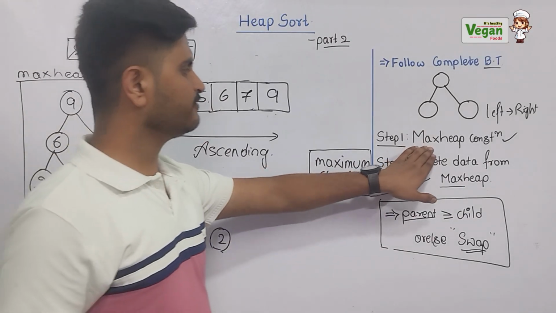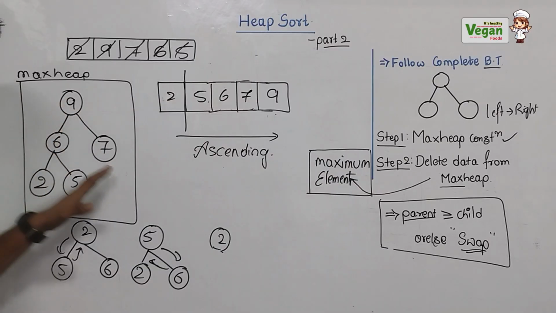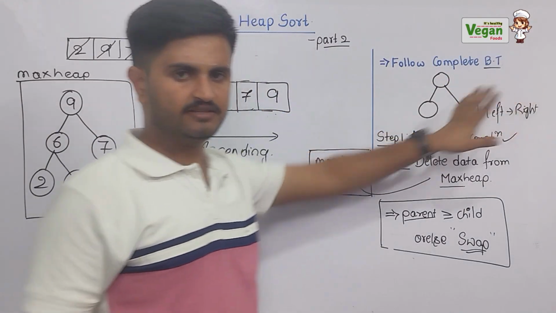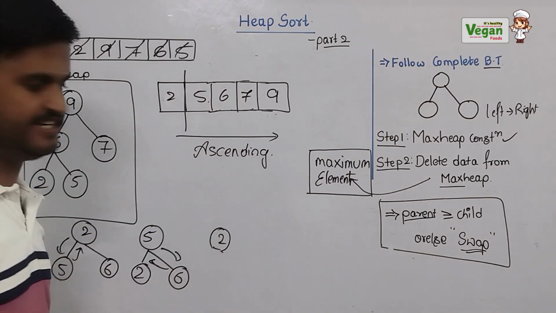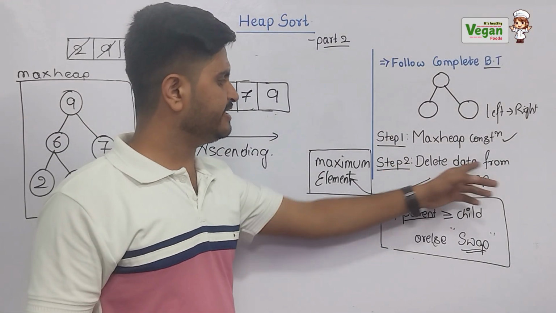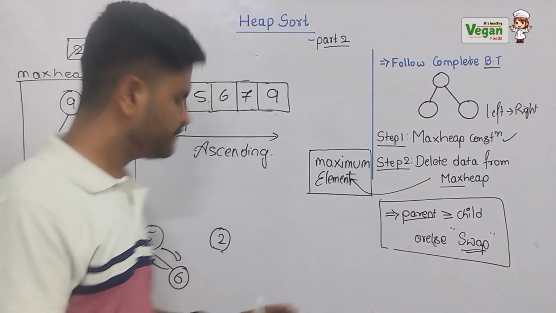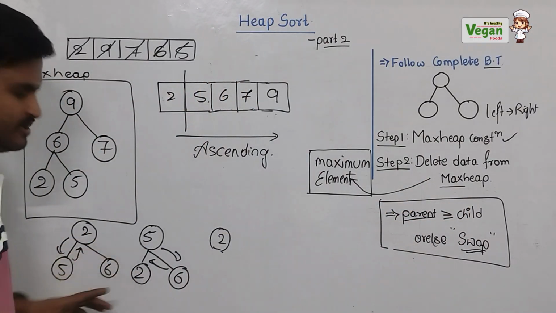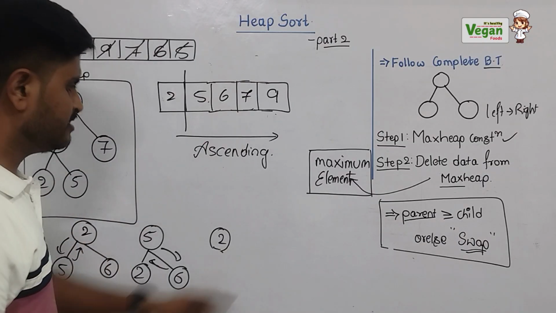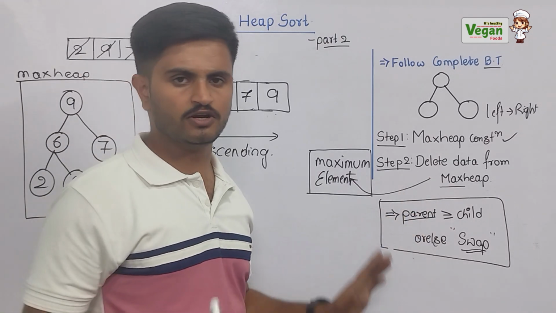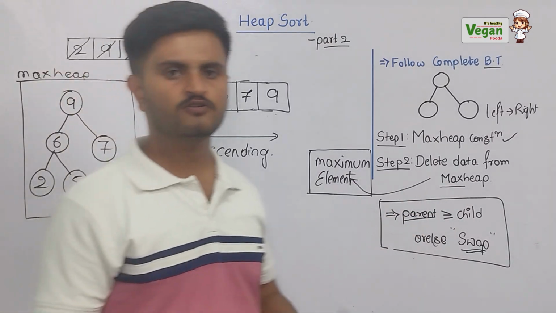The first step is the max heap construction, and construction must follow the complete binary tree. That is, the child must be as left as possible, then you fill the right child. The next step is deleting the data from the max heap. While deleting, also keep in mind that the maximum element among the elements which are left over must be at the top, and the parent value must be greater than or equal to the child. If you follow these steps, the heap sort problem will be solved.